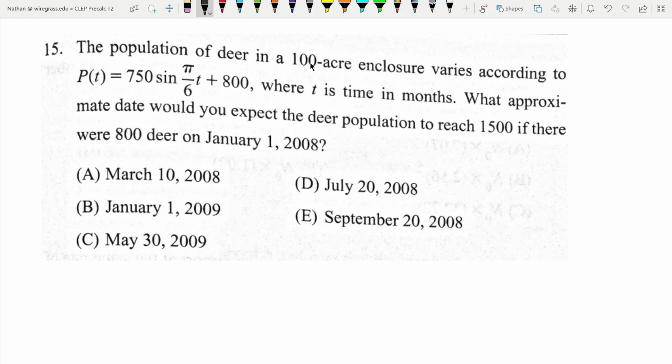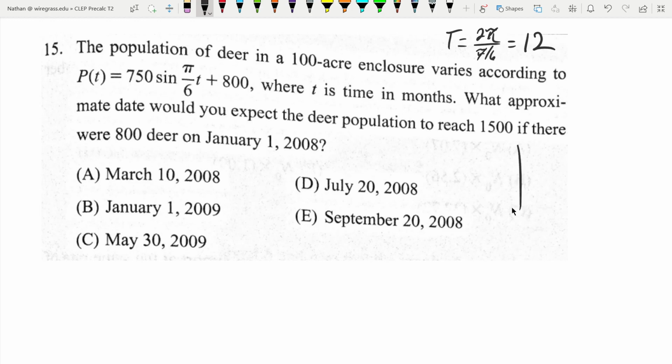Population of deer in a 100-acre enclosure varies according to this sinusoid. T is time in months, and pi over 6, if we take the period, equals 2 pi over b. B is pi over 6. Pi's cancel. We get multiplied by 6 and 2, so that we get 12. So the period is 12 months, and so that makes sense.